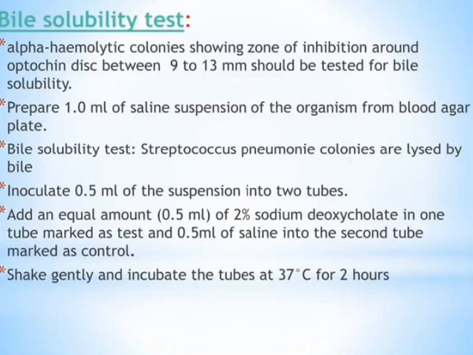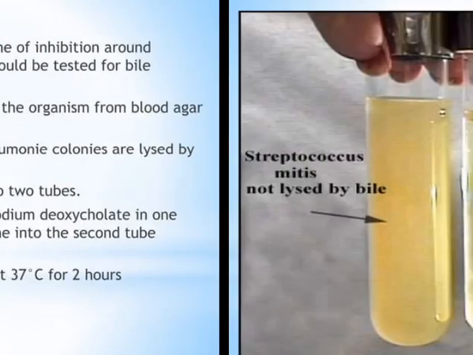Bile solubility test. Prepare 1 ml of saline suspension of the organism from the blood agar plate. Streptococcus pneumoniae colonies are lysed by bile. Inoculate 0.5 ml of the suspension into 2 tubes. Add 0.5 ml of 2% sodium deoxycholate to one tube marked as test and 0.5 ml of saline to the second tube marked as control. Shake gently and incubate the tubes at 37 degrees Celsius for 2 hours.